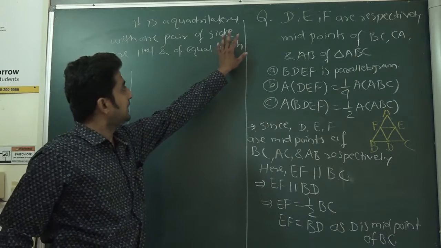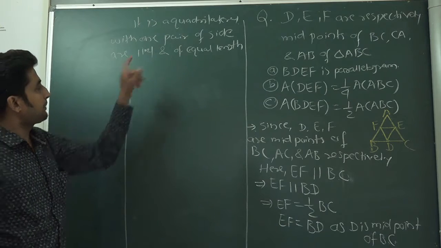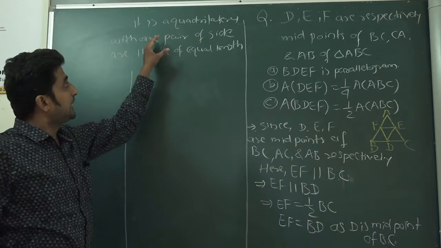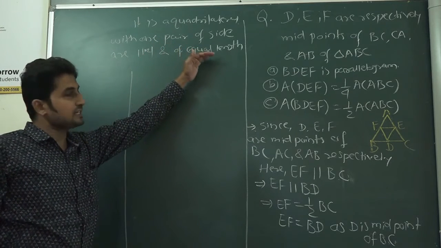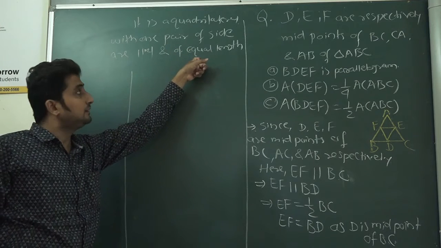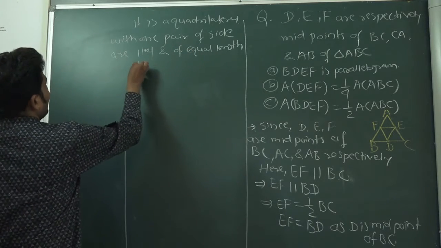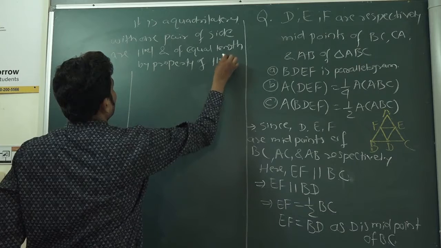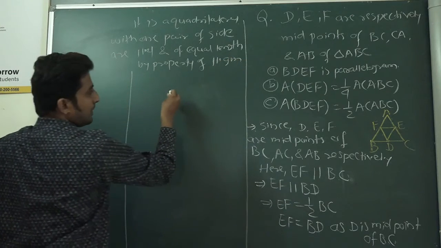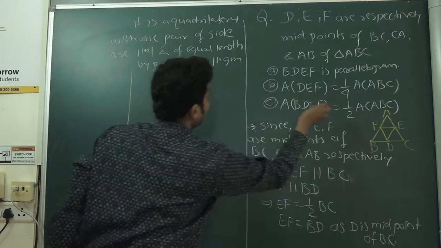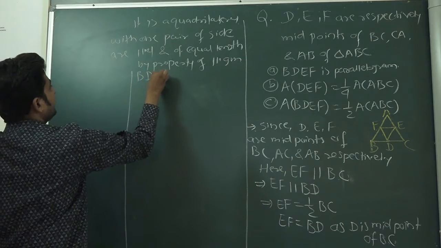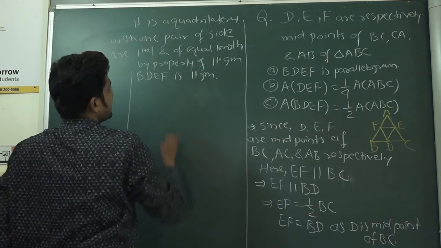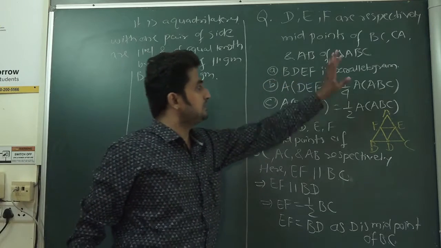If this is like that, then by property, this is the property of what? It is the property of a parallelogram. In a parallelogram, we find that one pair of sides are equal and parallel to each other. Hence, by the property of parallelogram, we conclude that this BDEF is a parallelogram. Exactly. We conclude that this is the parallelogram.